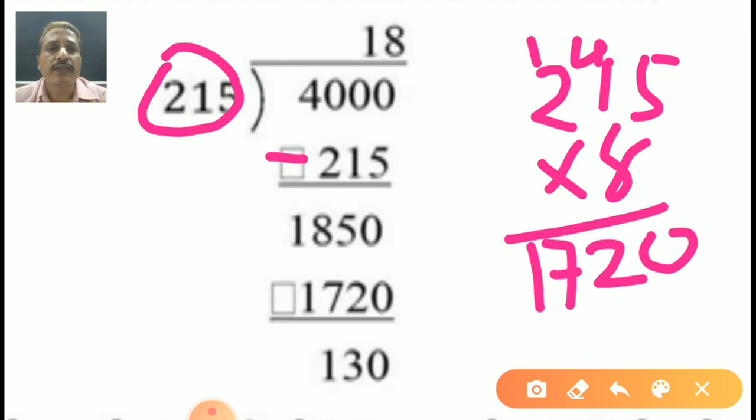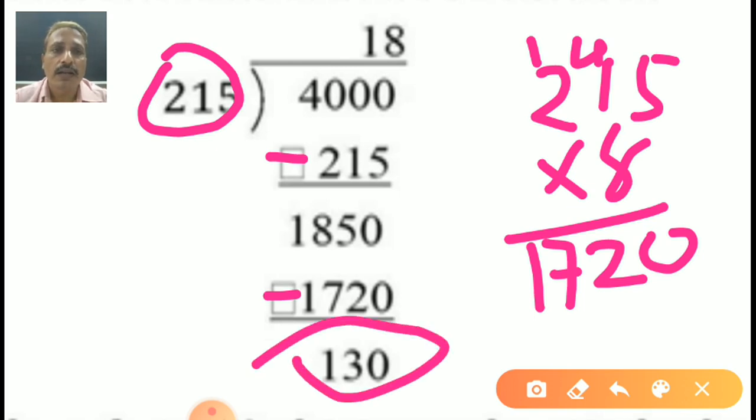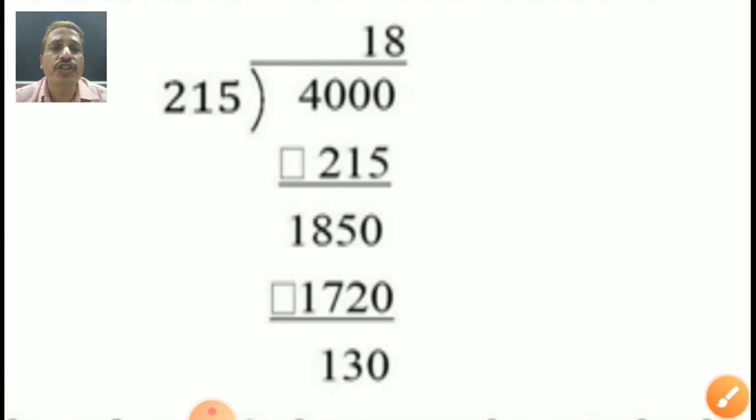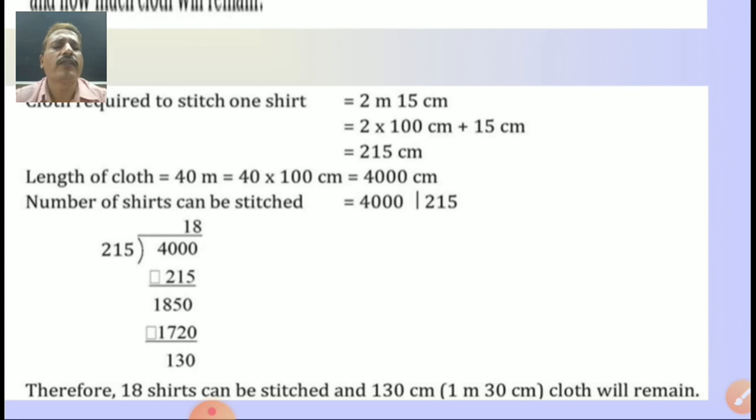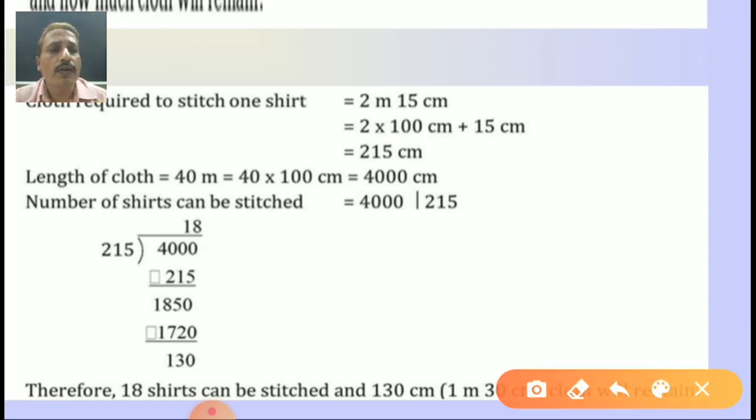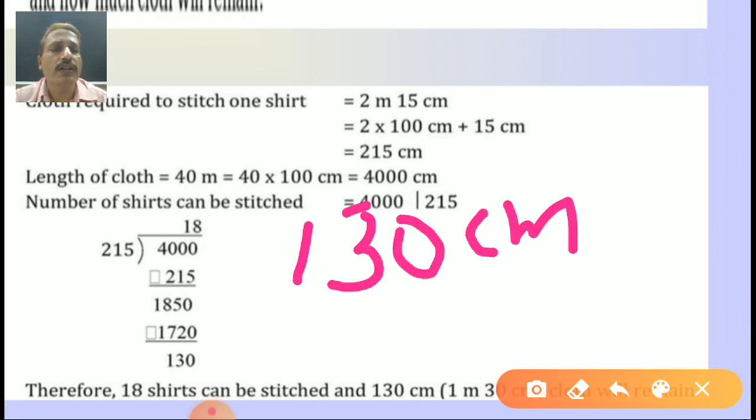So now this is a minus, this is also minus. You have 130 as the remainder. And what is the quotient? Quotient means this is the answer. 18 shirts can be stitched with this cloth. How to write the answer? 18 shirts can be stitched and 130 centimeter of cloth will remain. Once again, 130 can also be written this way. So sometimes you can find this as 130 centimeter. In place of 130 centimeter I can write 100 plus 30.